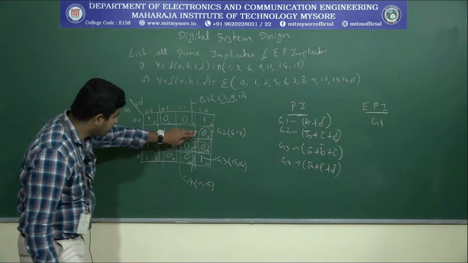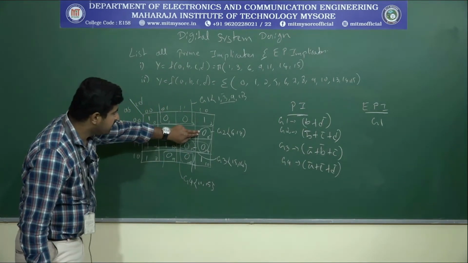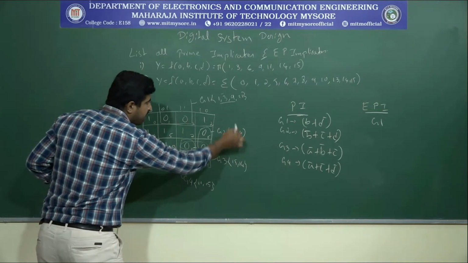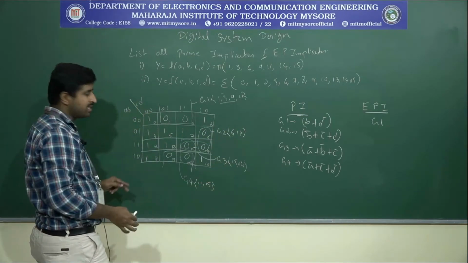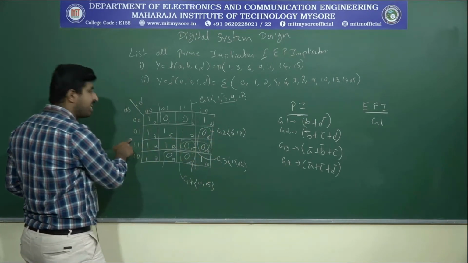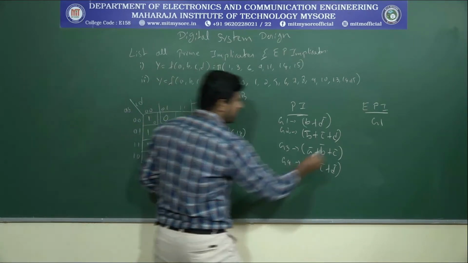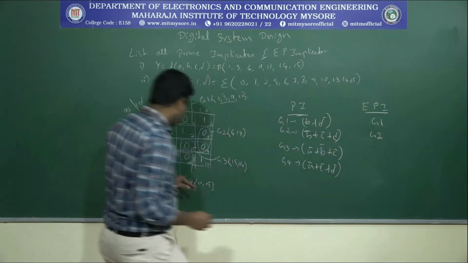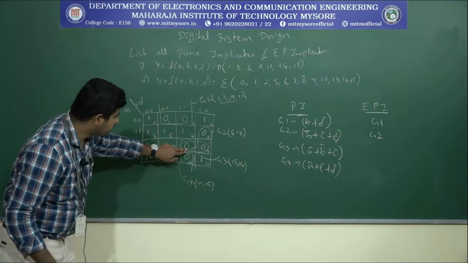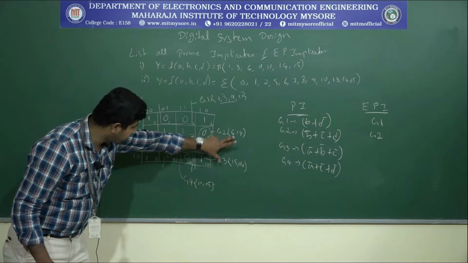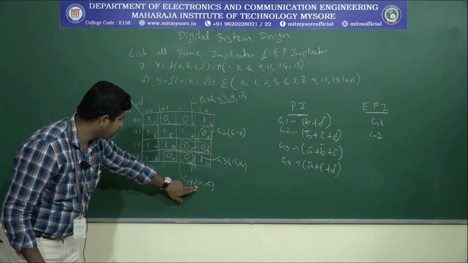Okay. Next, similarly, let us have a look over here. See, 6 is there, and 6 again won't appear in any other group. So, that means group 2 is an essential prime implicate. Group 2. Next, if you see group 3, 15 and 14, where 14 and again 15 will appear here. Okay.